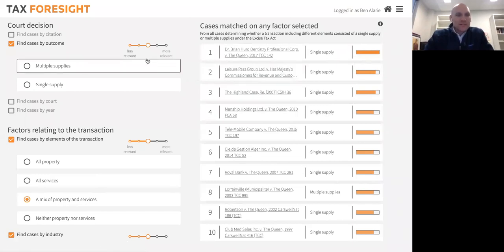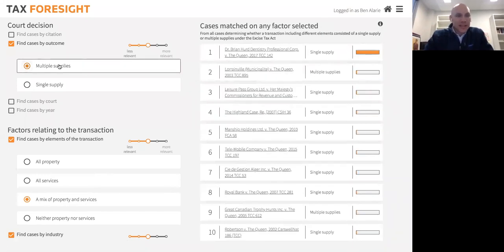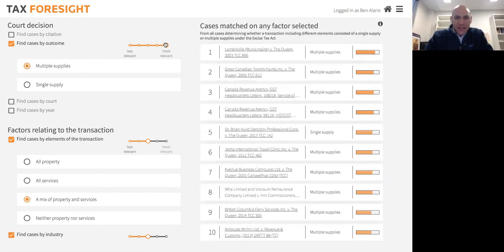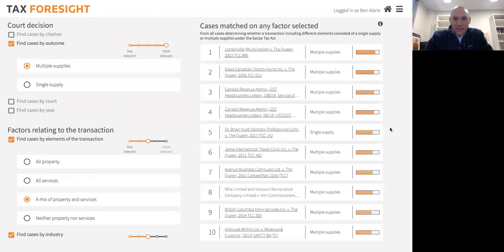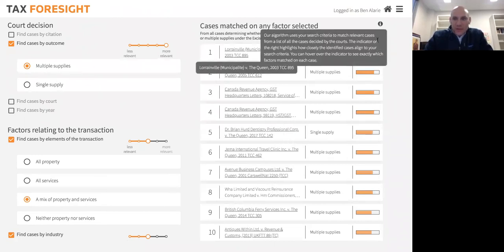But what if we wanted to find, okay, so what are the most similar cases where the outcome was multiple supplies? So we can here search for cases by outcome that were multiple supplies, and let's dial up the relevance of that outcome. Okay, so now what we've done is we have located the most similar cases where the outcome is multiple supplies here. It looks like there are 4 of them when we dial up this relevancy. And so let's see what they are.